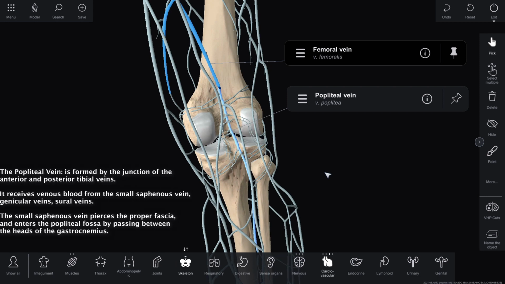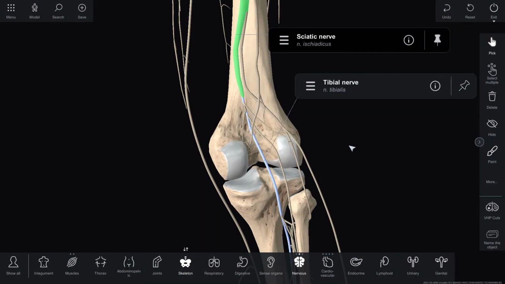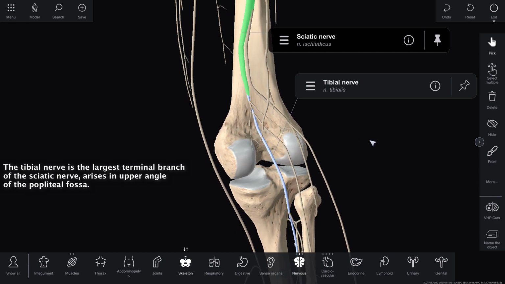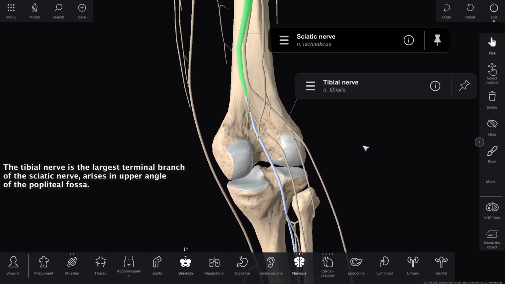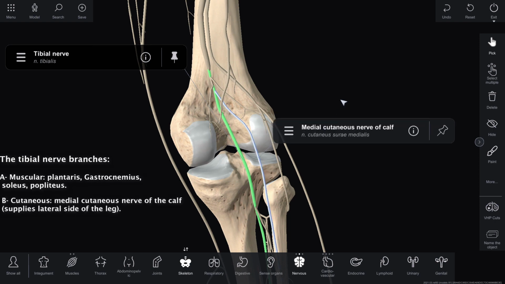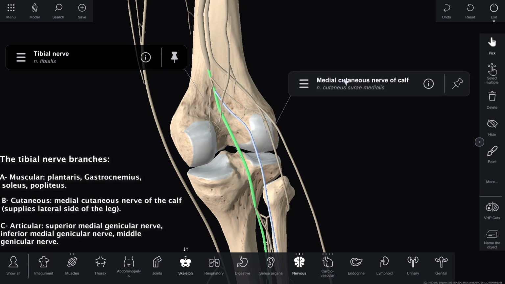The popliteal vein ascends through the popliteal fossa to the aperture in the adductor magnus, where it becomes the femoral vein. Then we have the tibial nerve. It is one of two main terminal branches of the sciatic nerve, and descends through the popliteal fossa, giving off branches: muscular, cutaneous, which is the medial cutaneous nerve of the calf, and articular.